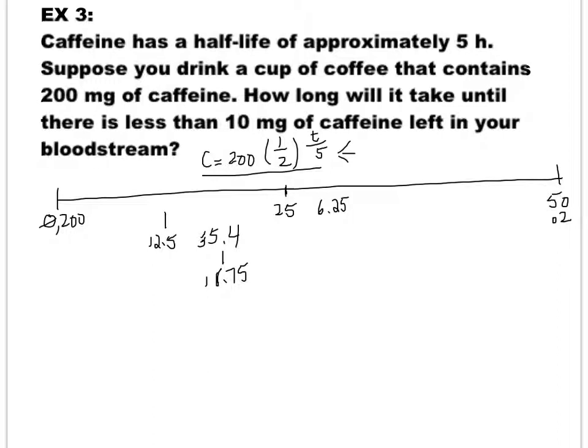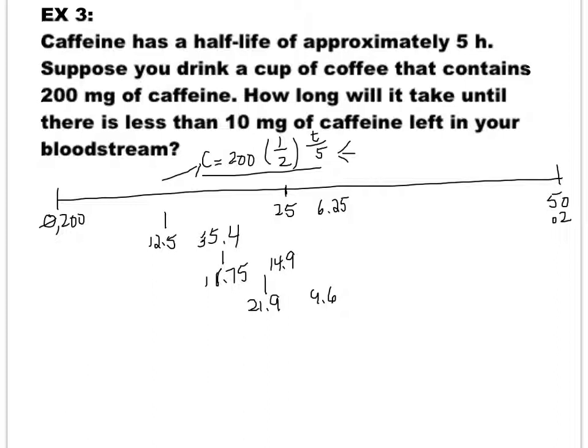Now 18.75, if you evaluate the caffeine in your body, is going to give you 14.9. Now 14.9 is greater than 10, so we have to make the value a little bit smaller. So I'm going to pick a number for t between 18.75 and 25. Add these two and divide by 2 and you're going to get 21.9. Now if you find the value, c becomes 9.6, which is getting close to 10.